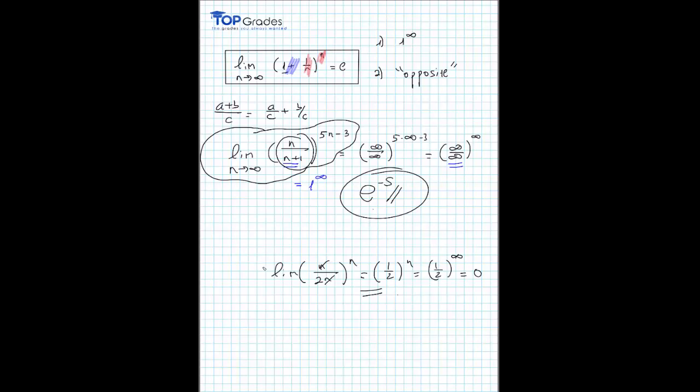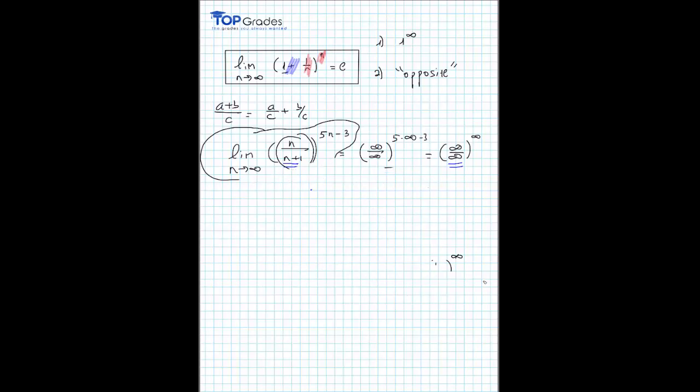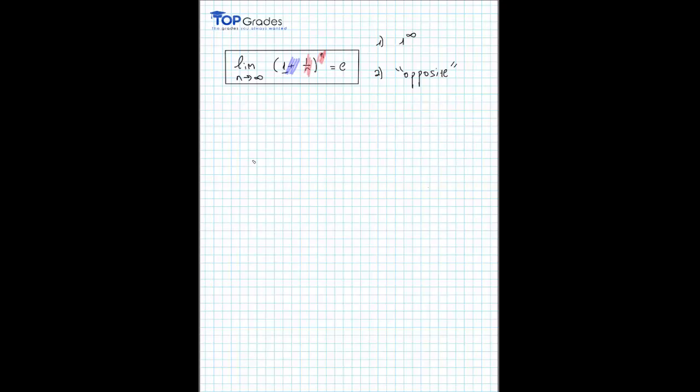Let's take another exercise. It will be the last one and we'll go further. If you understood the principle, you will know everything from now. The limit as n goes to infinity of n squared plus 2n plus 3 divided by n squared plus 4, in the power of 7n.